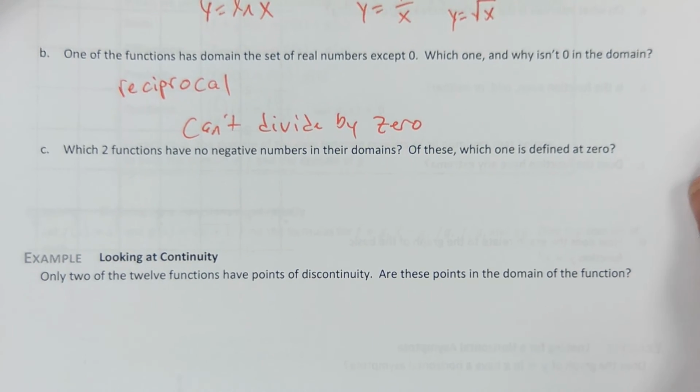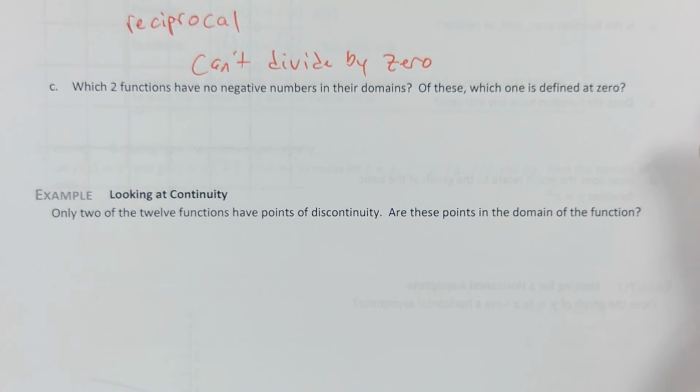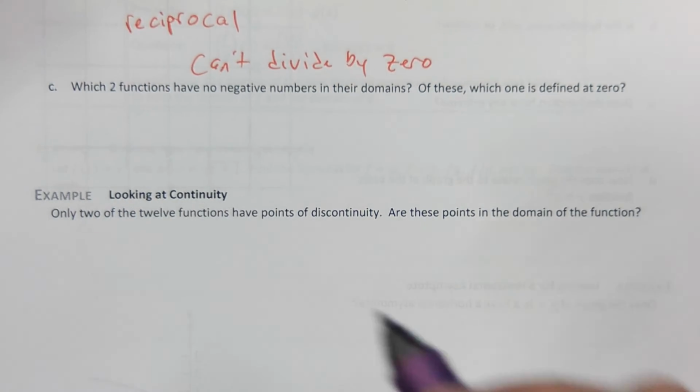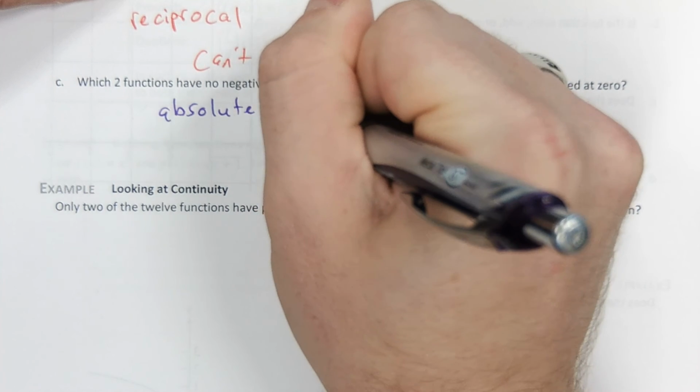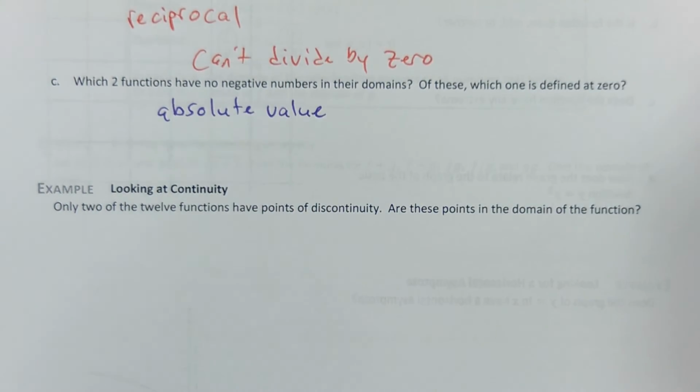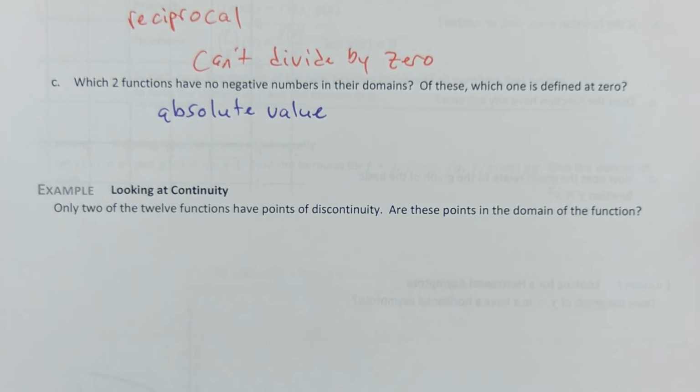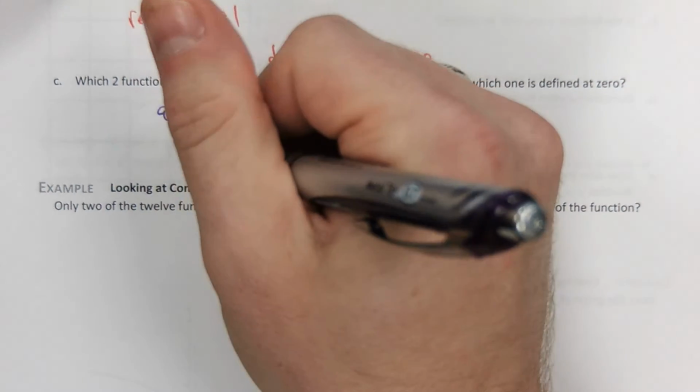Two functions have no negative numbers in their domains. Who can give me one? Absolute value is one. You guys, I'm trying to learn names. So absolute value. What's the other one with no negative numbers in their domains? I'm sorry to start calling on random victims. Okay, hold on. Travis. Natural log. Natural log has no negative numbers in the domain. Good.